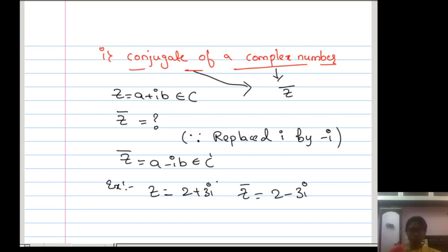For example, if Z is equal to minus 1 plus 2I, what is Z bar? Minus 1 keep as it is, but instead of I, I write minus I. So finally you write minus 2I. This is Z bar.